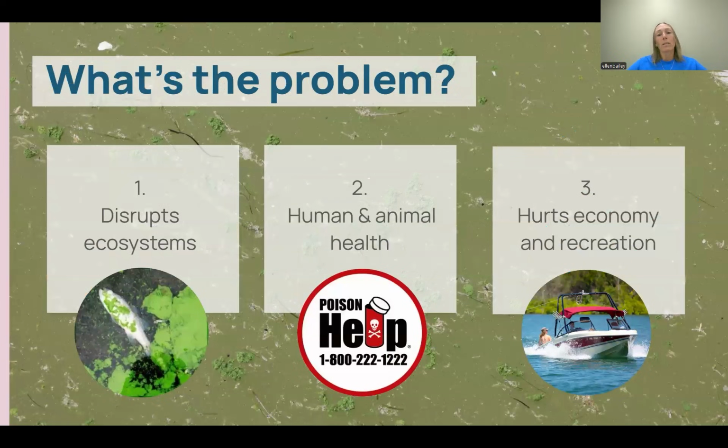And then again, similar to what we just talked about, this can hurt the economy and recreation when these are present. People don't want to visit the water bodies, and so there's that issue with the economy. And so that's a problem. We want people to be able to get out and go. And so those are what we're thinking about.